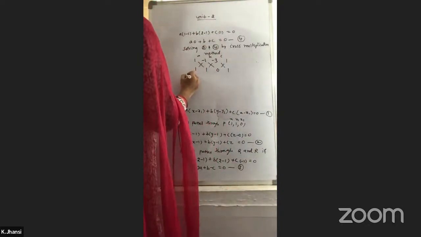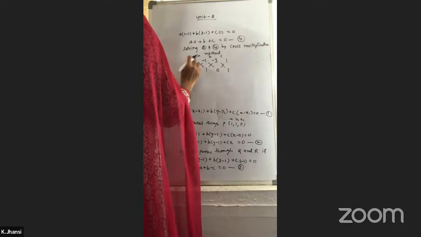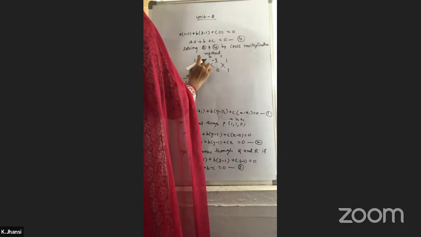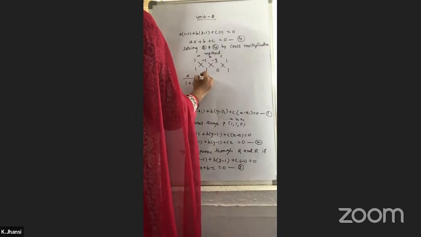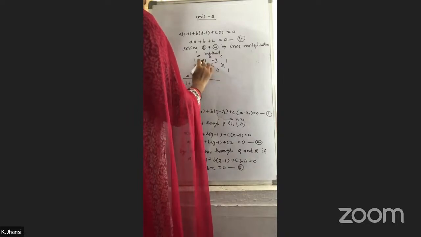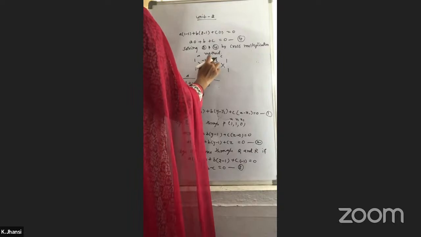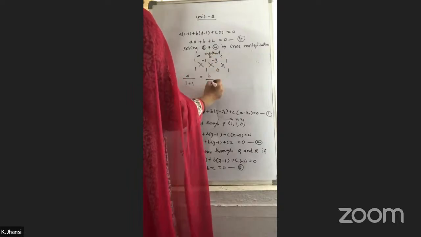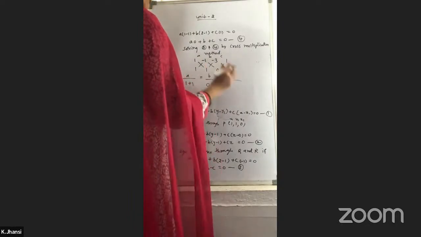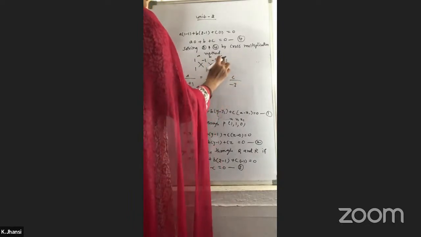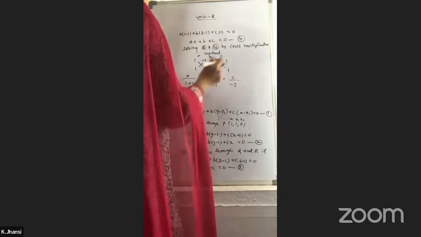A divided by 1 into 1, it is 1. 1 into -1 is -1. Again -1, so +1 you will get. It is equal to B by 1 into 0, which is 0, 1 into -3 is -3, minus of minus is +3. And it is equal to C by 1 into -3 is -3, 0 into 1 is 0. So this is the value.